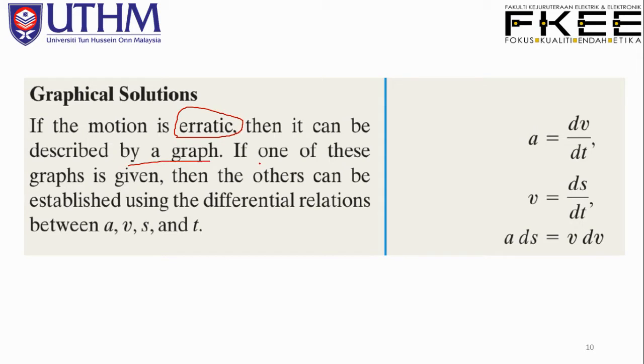If one of these graphs is given, then the others can be established using the differential relationship between a, v, s, and t. So we have this graph, for example, this movement, and the velocity, for example, starts to slow down and then rises up again and stops at this point.